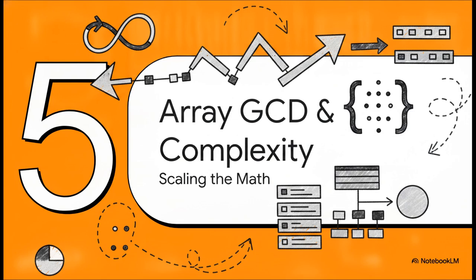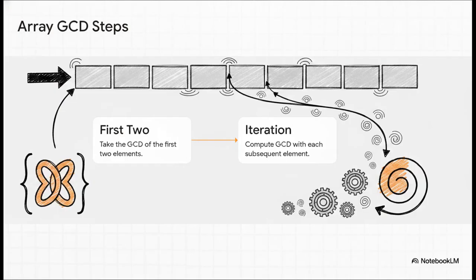Which brings us to Section 5, Array, GCD, and Complexity. So how do we actually scale this math to process an entire array of data? Well, it works entirely because of that associativity property we just looked at. You just calculate the GCD of index 0 and 1. Then you take that answer and find its GCD with index 2. Take that answer and pair it with index 3. You just ripple or cascade that result iteratively down the rest of the array in one single clean pass.